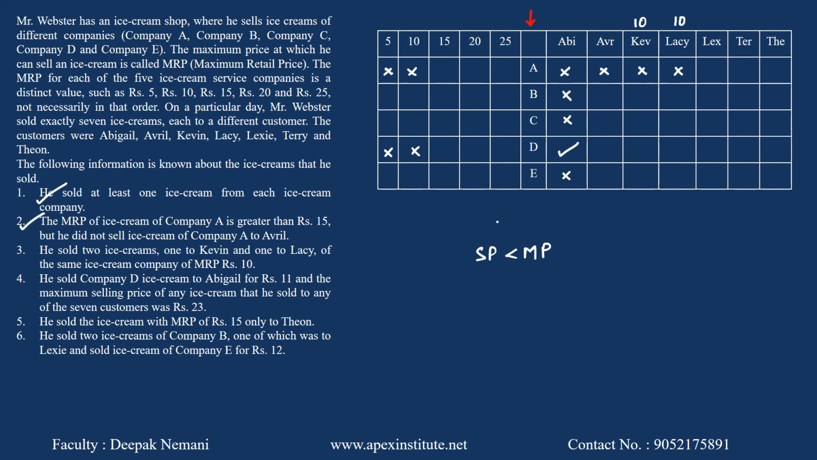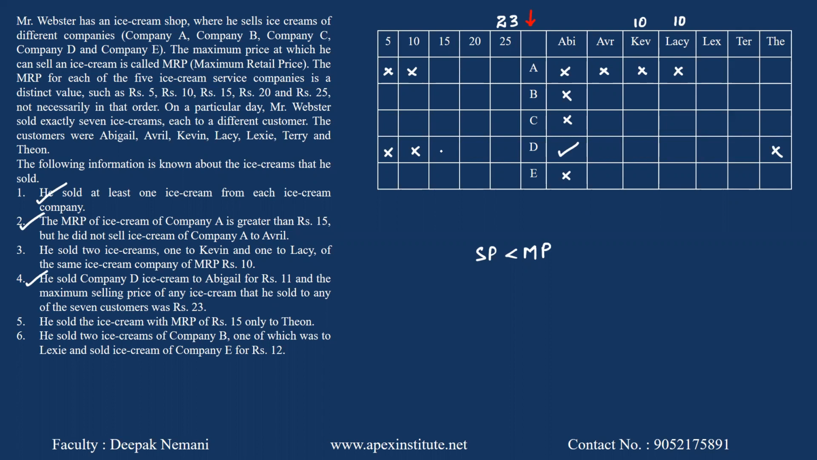For rupees 11, and the maximum selling price of any ice cream that he sold to any of the 7 customers was 23. So the selling price of the ice cream of the company whose MRP is 25 is 23. We have considered this. Now he sold ice cream with MRP of rupees 15 only to Theon. Okay. So can I say Theon did not buy ice cream of company D? Because ice cream of company D was already sold to Abigail.